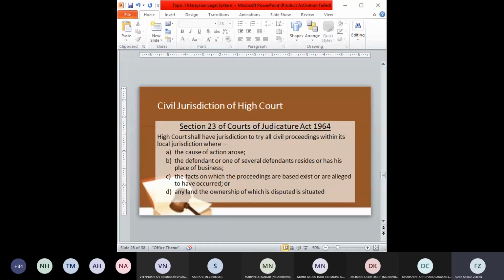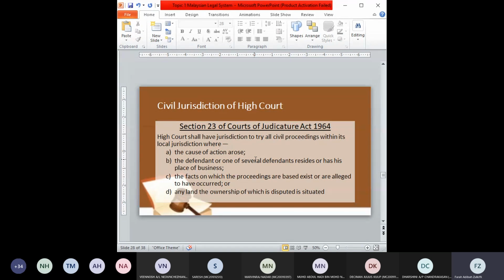So for the High Court, for example, a tort case. If you remember what I said during the morning class, a waiter works at a restaurant in Shah Alam, and the waiter, while carrying a tray, spills some soup on a customer. So the customer wants to take action against the restaurant. So it falls under the first one. The cause of action arose at Shah Alam. So the case will be heard in the Shah Alam High Court.